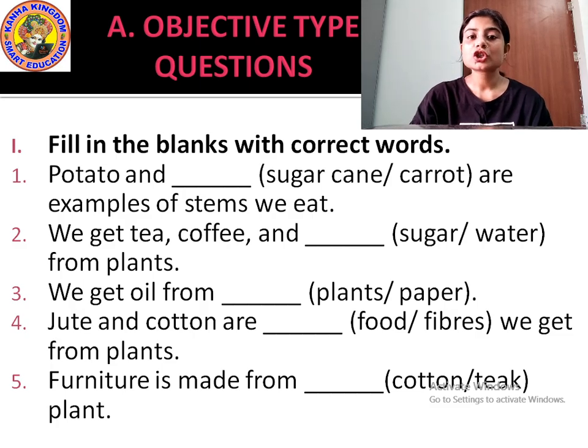Potato and sugarcane are examples of stems that we eat. Okay. Then we get tea, coffee and sugar from plants. We get oil from plants. Jute and cotton are fibers we get from plants. Furniture is made from teak plant. Okay.